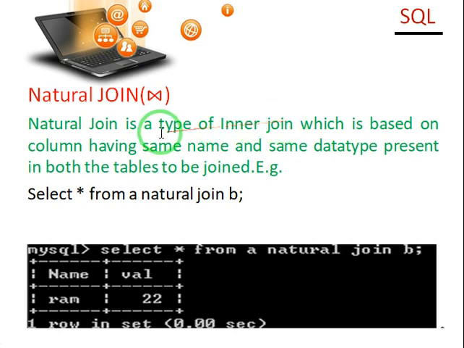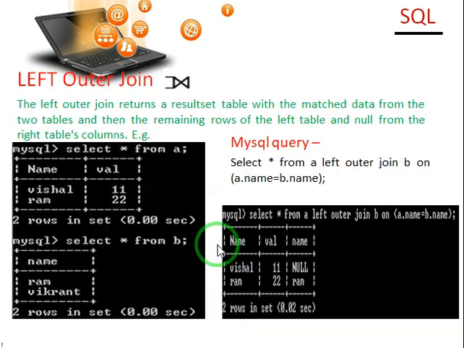Natural join is a type of join which is based on the column having the same name and same data type present in both the tables to be joined.